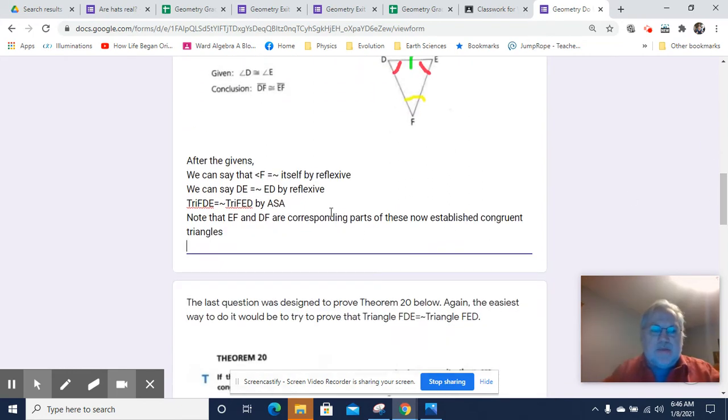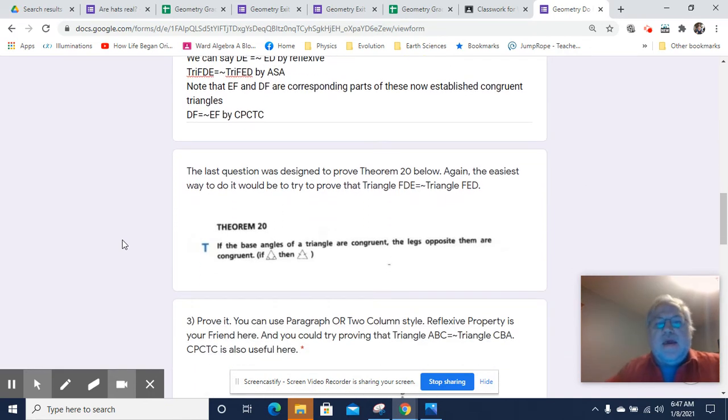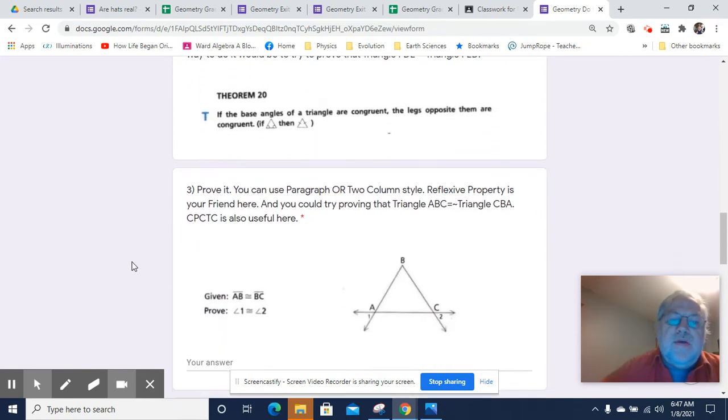Okay, so we can now say that DF is congruent to EF by CPCTC. Corresponding parts of congruent triangles are congruent. And this proves theorem 20. If base angles of a triangle are congruent, the legs opposite of them are congruent. And now you might notice that theorem 19 and theorem 20 are reverse versions of each other.